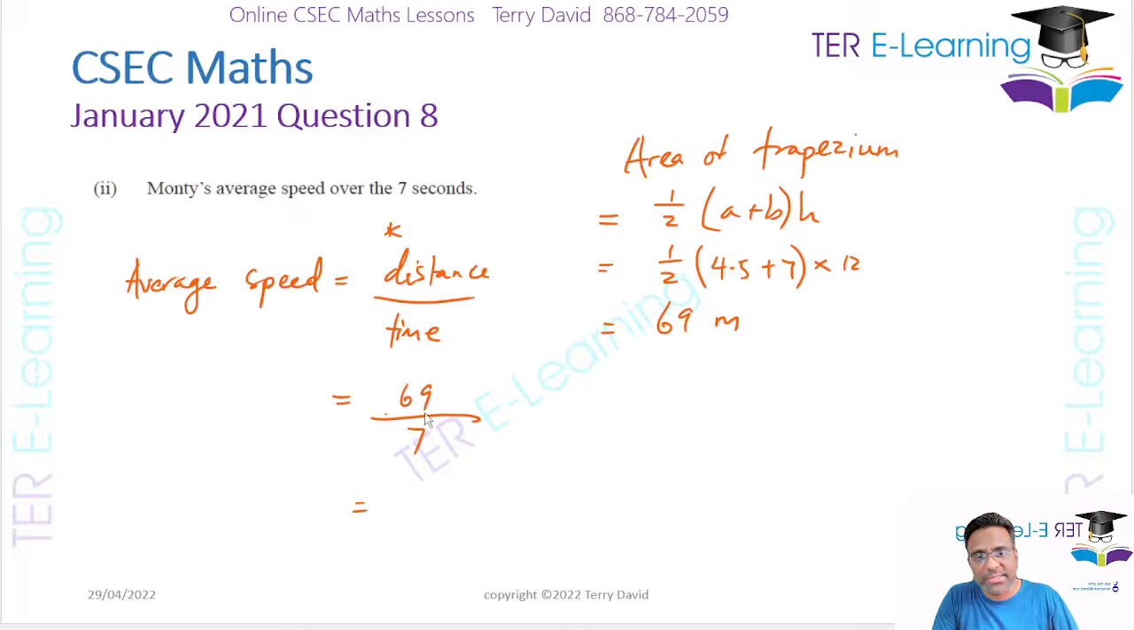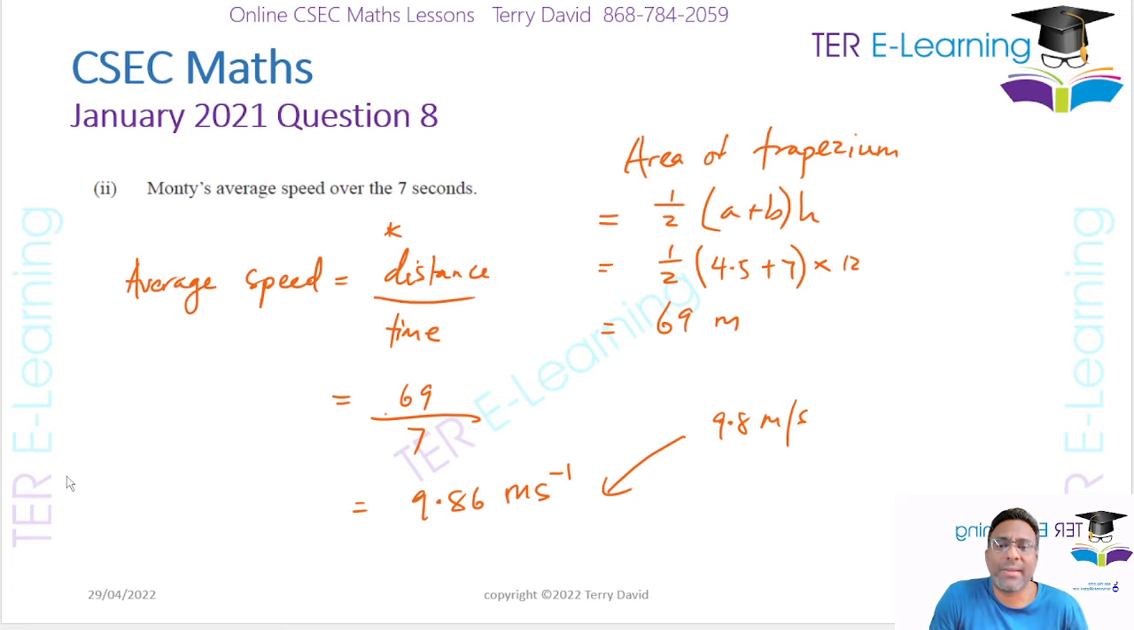So all I'm going to do is take 69 and divide it by 7, and I'm going to get about 9.86. So this is average speed, so it's meters per second. Now some students may write their answer as 9.8 m/s. That's also acceptable. So that brings us to the end of question 8.